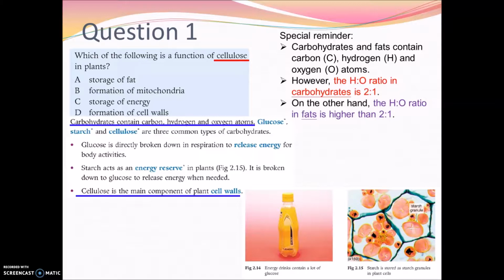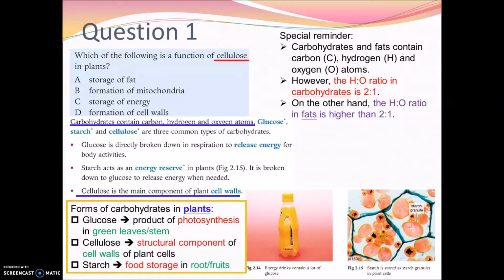The difference between carbohydrates and fat: for fat, the hydrogen to oxygen ratio is higher than 2:1. That's something I would like to mention here first, and we shall talk more about it in detail in Chapter 5, Human Diet. You can actually find the answer in the textbook. Cellulose is the main component of the plant cell wall. So actually, I think you can tell me the answer.